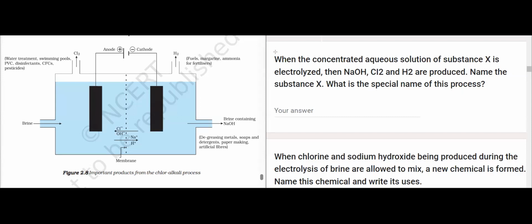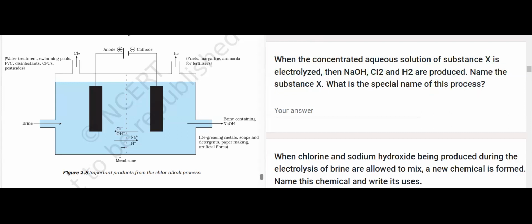Two more questions based on this. It says when a concentrated aqueous solution of a substance X is electrolyzed, meaning electricity is passed, then sodium hydroxide, chlorine, and hydrogen gas are produced. We have to name the substance X and the process so involved.